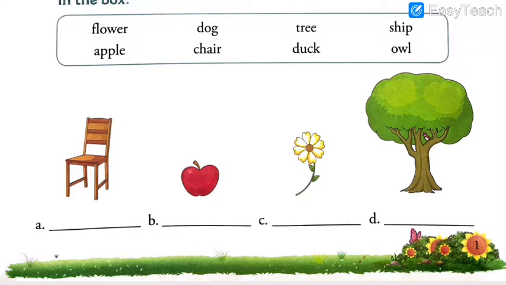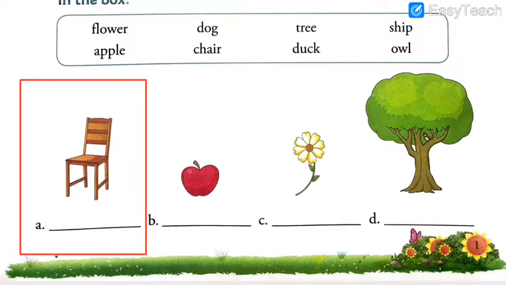Let us solve this. So students, this is the first picture, and below that you have to write the name of this picture. My dear students, you can see that options are given. So this picture, what is this? Is this a flower?